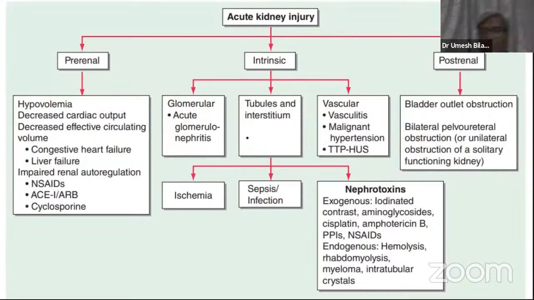Now, how does acute kidney injury manifest? Okay, just hold on. This window is causing a lot of problems.